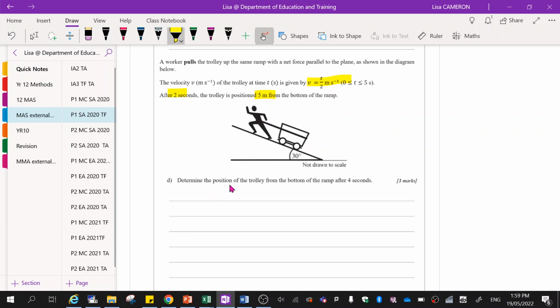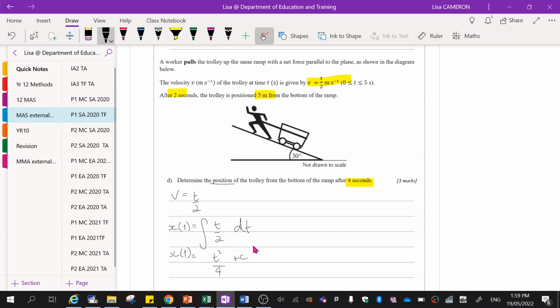So we're going to determine the position of the trolley at the bottom of the ramp after 4 seconds. All right, so let's think about what we have and what we need. Currently we've got velocity is equal to t over 2. We want to find out its position. So position, x of t, is equal to... Now we're going to have to integrate our velocity to get that one. When I integrate that function, I'm going to end up with t squared over 4, because normally the 2 would come down, multiply the denominator, and that's what I'll have.